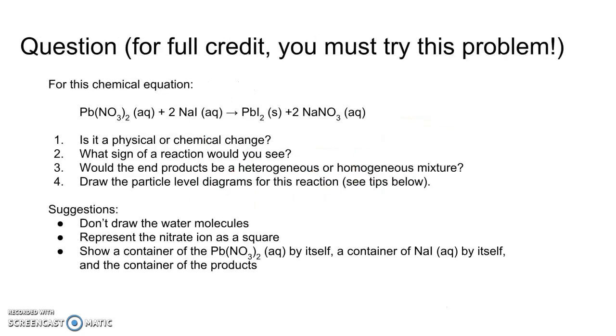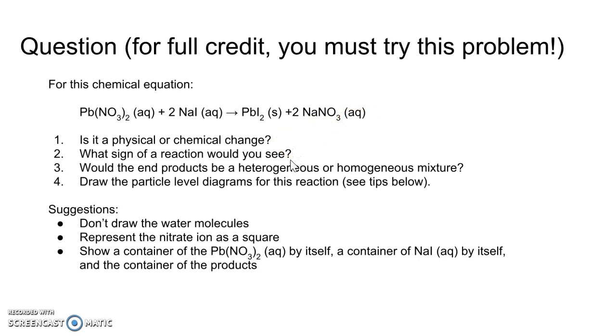All right, so I know this is a longer one. You do need to try this problem. So here's a chemical equation, and it's got lead 2 nitrate in its aqueous form reacting with sodium iodide in its aqueous form, and then it forms a solid lead iodide, lead 2 iodide, and sodium nitrate, which is aqueous. So simple enough, physical or chemical change.